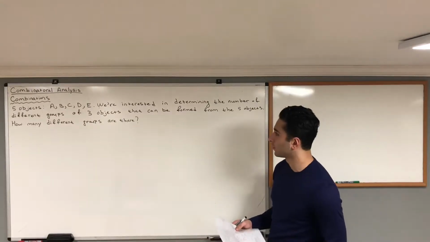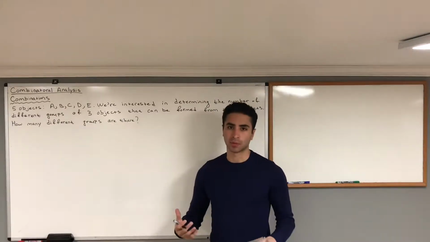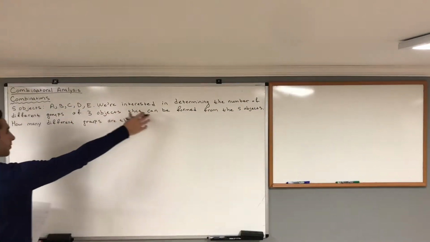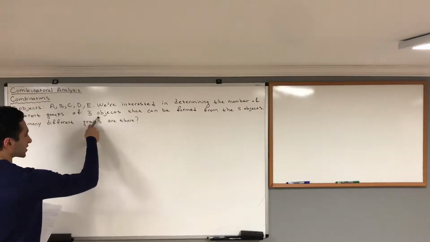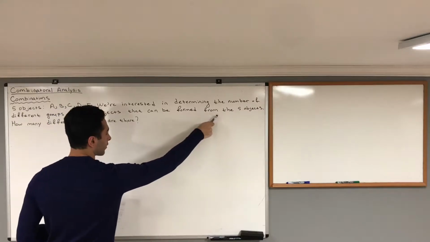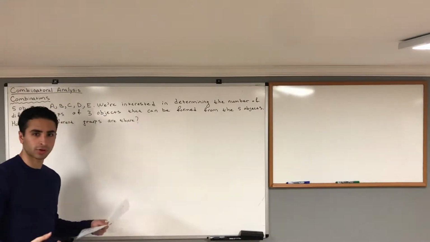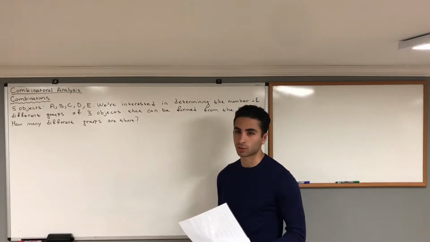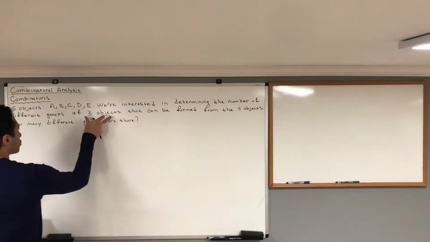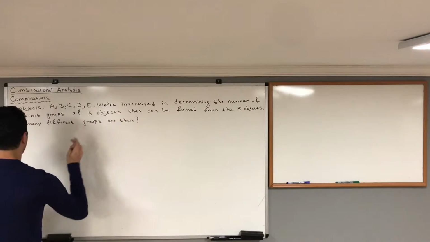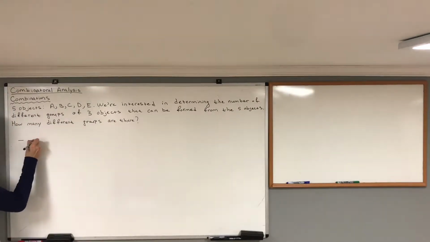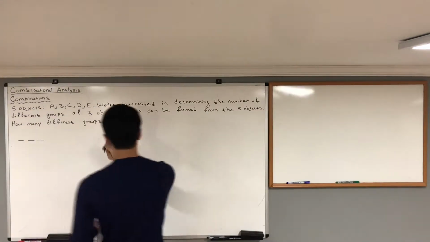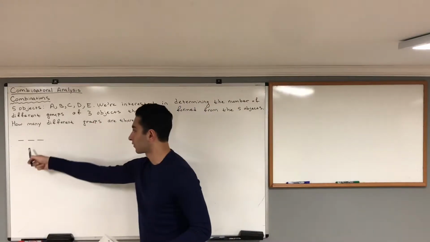Okay, so how do we even begin to solve this problem? Well, let's first do it step by step. We're interested in determining the number of different groups of 3 objects that can be formed from the 5 objects. Well, if we learned anything from the last video, we always like to start with spaces, right? How many spaces should we start with? Well, we want groups of 3 objects, okay? Which means we should have 1, 2, 3 spaces, right? 3 placeholders for the letters. Not 5, because we're only interested in 3 objects that can form a group.